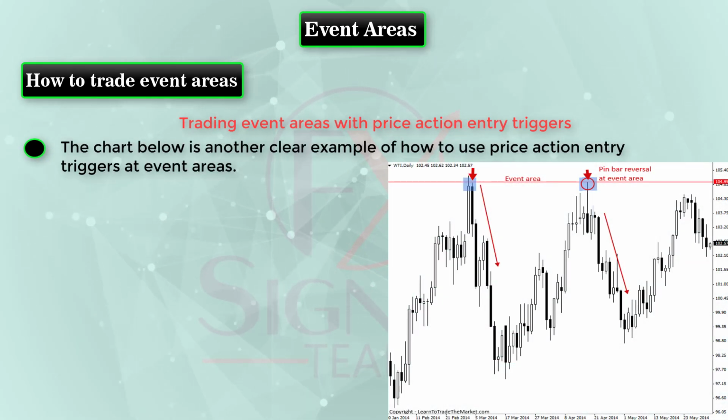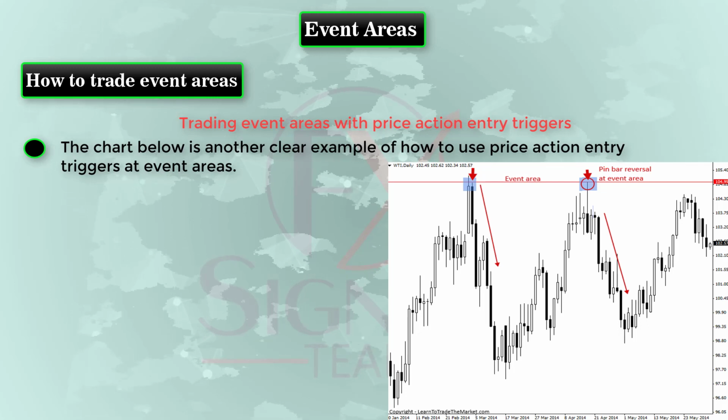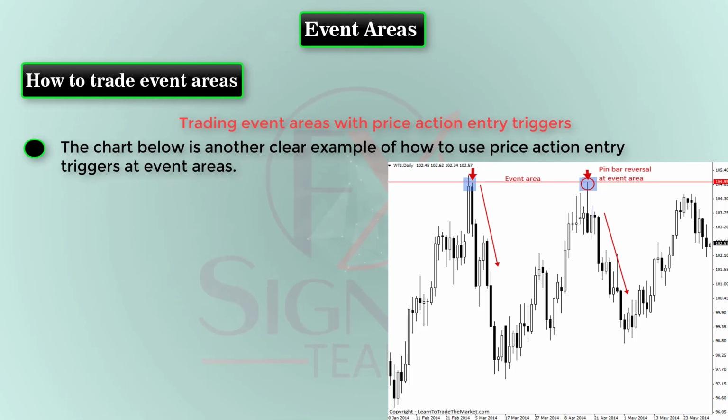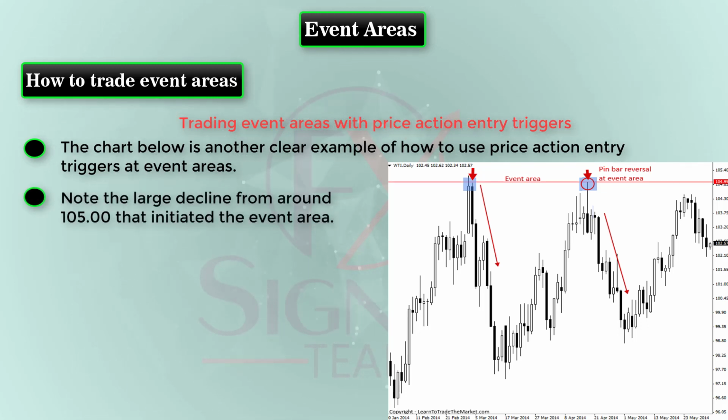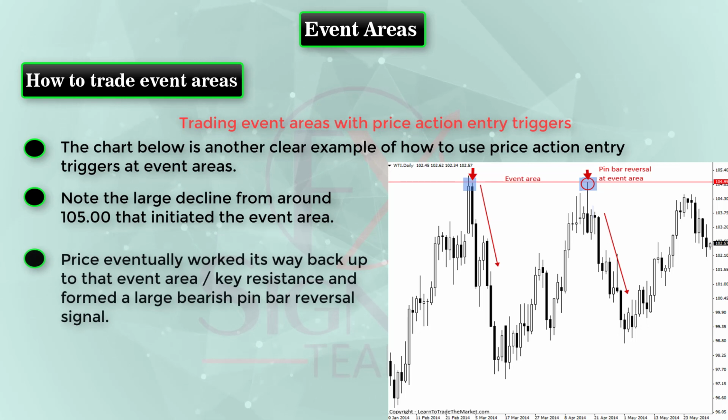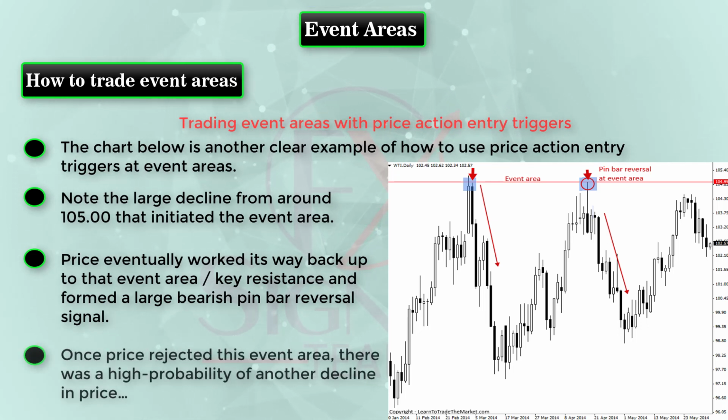The chart below is another clear example of how to use price action entry triggers at event areas. Note the large decline from around 105.00 that initiated the event area. Price eventually worked its way back up to that event area or key resistance and formed a large bearish pin bar reversal signal. Once price rejected this event area, there was a high probability of another decline in price.